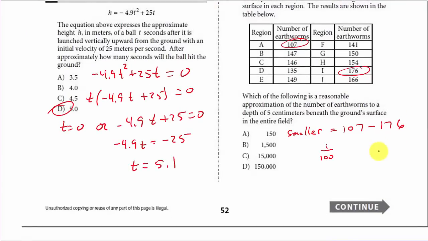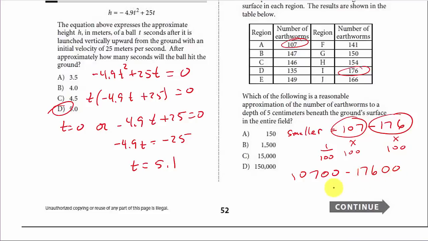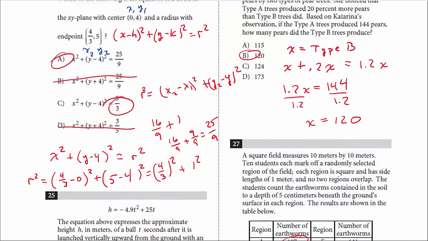So remember, the smaller one's 1 by 1, but the bigger one's 10 by 10. So 10 times 10 is 100, and the smaller one's 1 times 1, which is 1. So we would need to take this and this and multiply by 100. So that means 100 times 107, and 100 times 176. So the count for the whole field would be somewhere between 10,000 and 17,000. So the only one that does that is the 15,000.